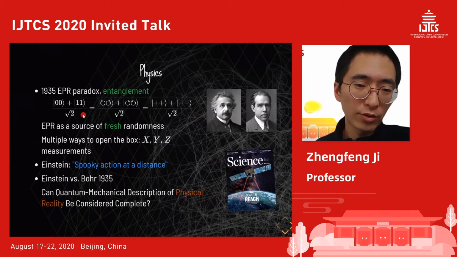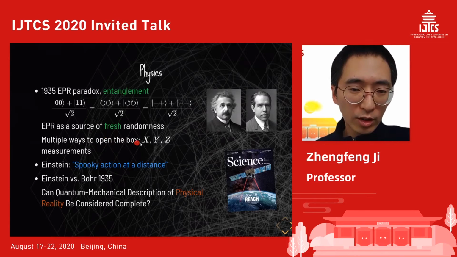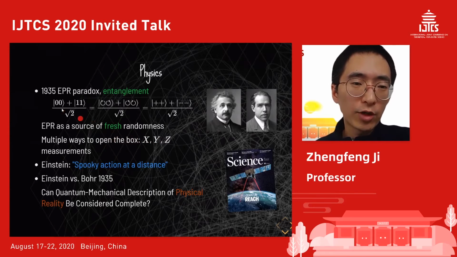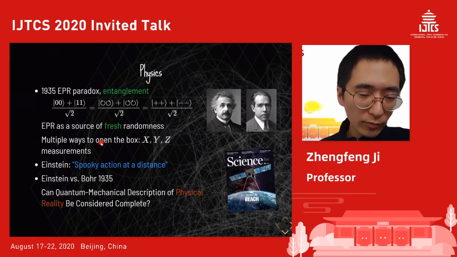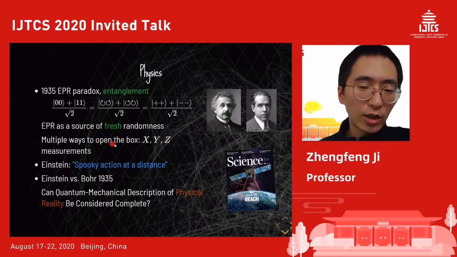You have a box shared by two very far apart parties, and they have X and Y, different measurements or different ways to open the box. If you open the box in the X basis, you would always get plus and minus, a perfect correlation. But instead, if you measure Y, you would see different results all the time. So these are the puzzles that made Einstein and his co-authors wonder whether quantum mechanics is really a complete theory.